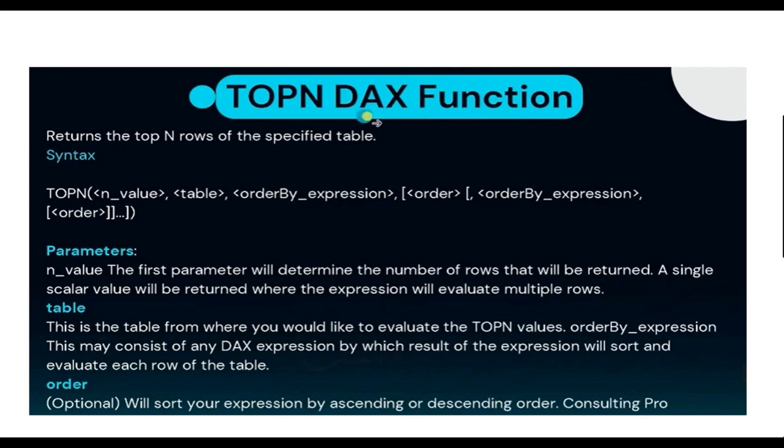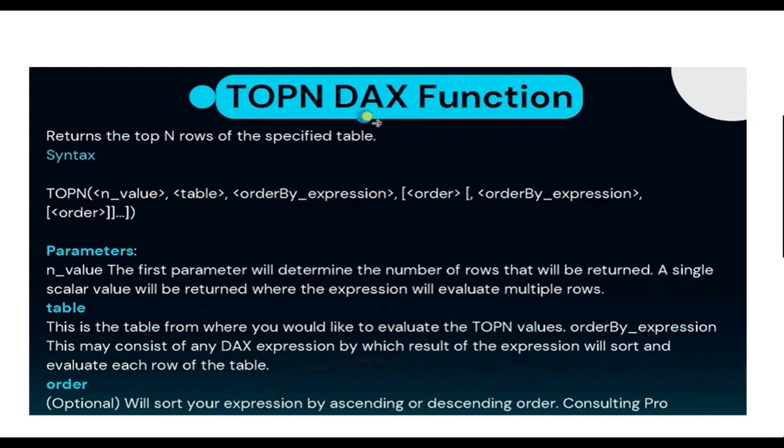The next question is, what is the TOPN function in Power BI DAX? It returns the top N rows of a specified table, and the syntax is TOPN(N value, like 10, table, order by expression, and you can use the order by expression multiple times, as many times as you want to order your table. The N value, the first parameter, will determine the number of rows that will be returned, like top 4, top 8, top 10, top 7. For that type of calculation, we use this syntax.